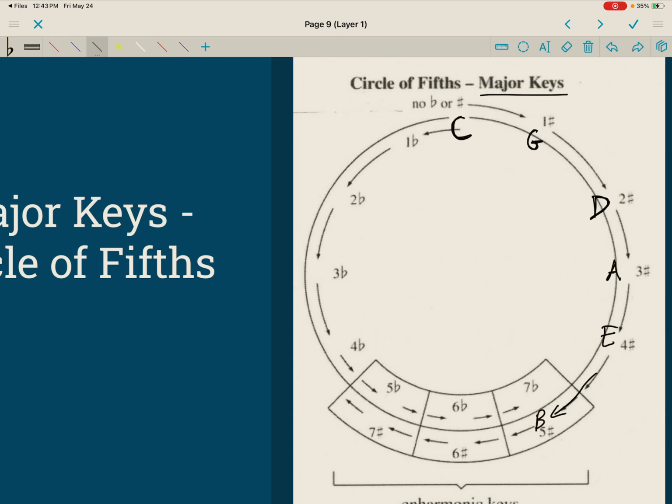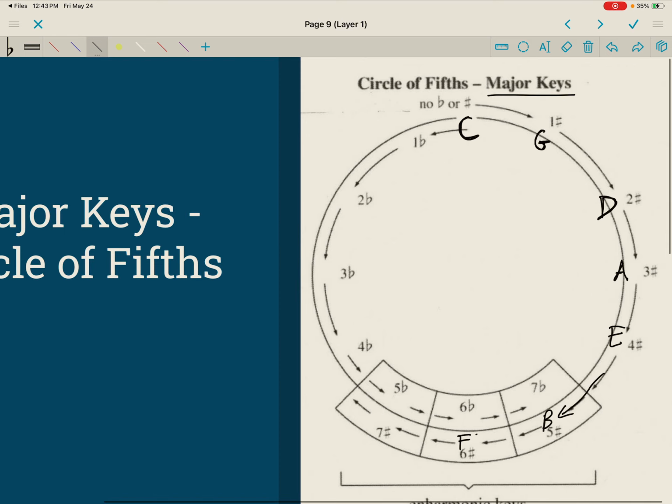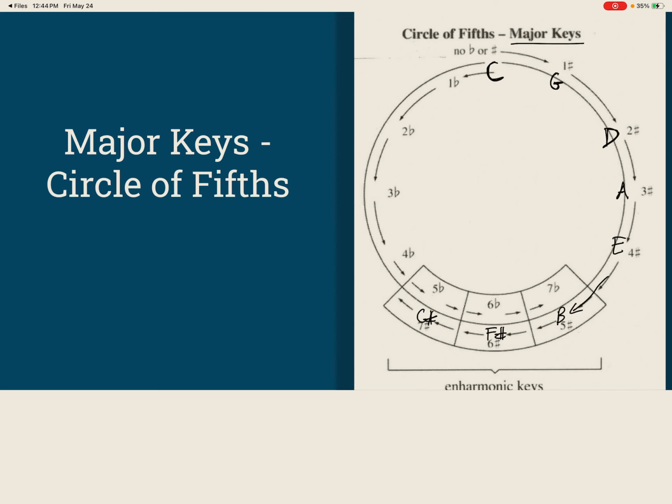B, C sharp, D sharp, E, F sharp. Then F sharp, G sharp, A sharp, B sharp, C sharp. So you're probably saying to yourself, well, JT, why were you counting with sharps? Every key that we just listed has A sharp in it, except for C, right?